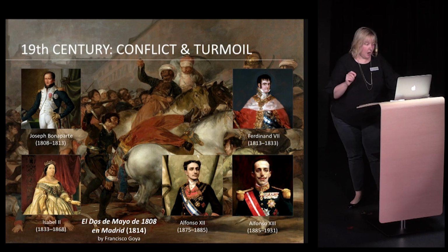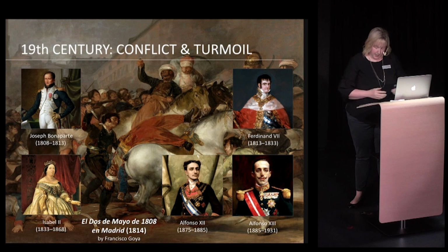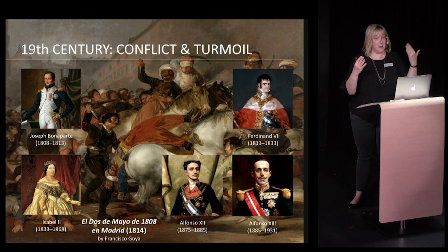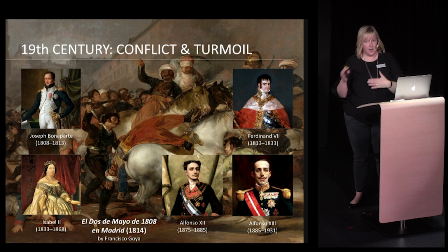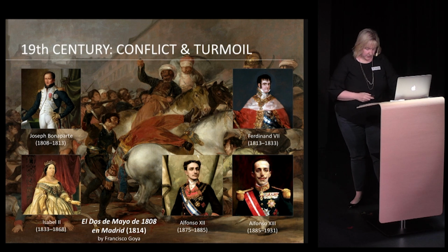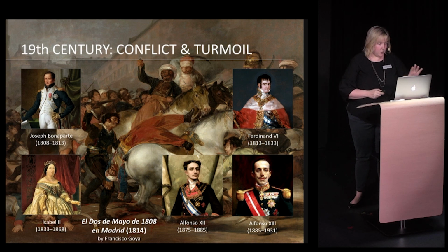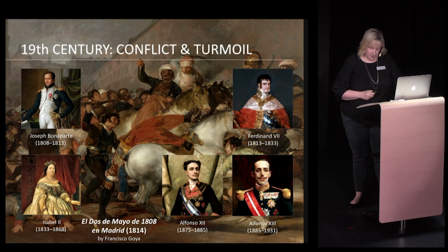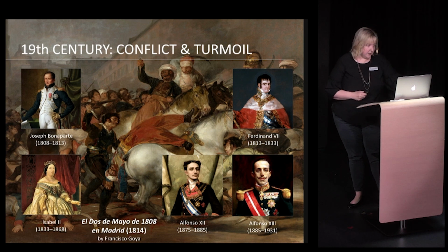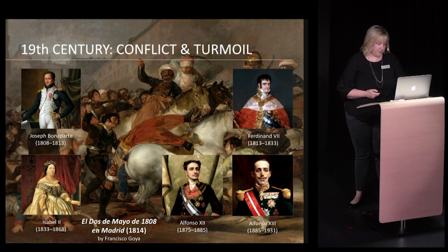A republic was actually established at one point, but it only lasted 2 years. And then the monarchy came back again with Isabel's son, Alfonso XII. And then he had his son, Alfonso XIII. You see Goya's work in the background here. It's showing the uprising of the Spanish against the French.